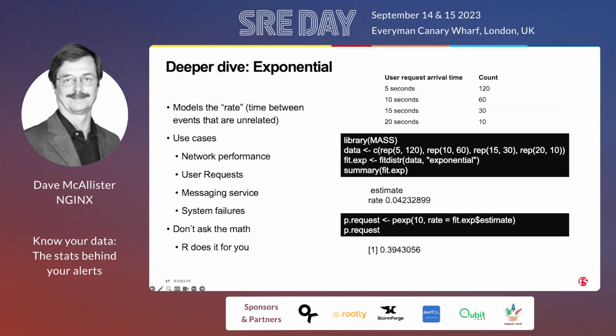Again, R will do this for you. The math is quite hairy, and I just make my R calls here. Using that model, I can say that my rate is 0.42. And if I say, what are the chances of me seeing a message come in within 10 seconds? The odds are roughly 40%. And so this will give you the baseline for looking at your messaging as alerts to be able to say, do I have outliers in my messaging structure?